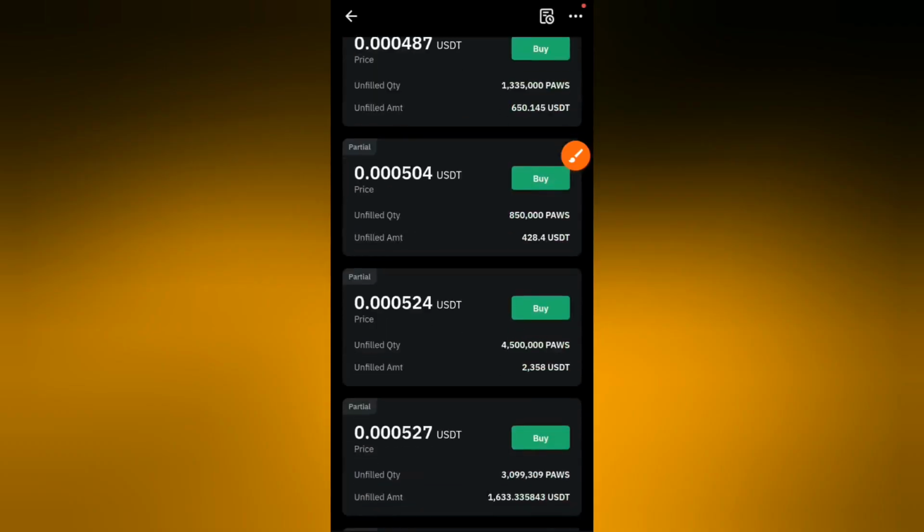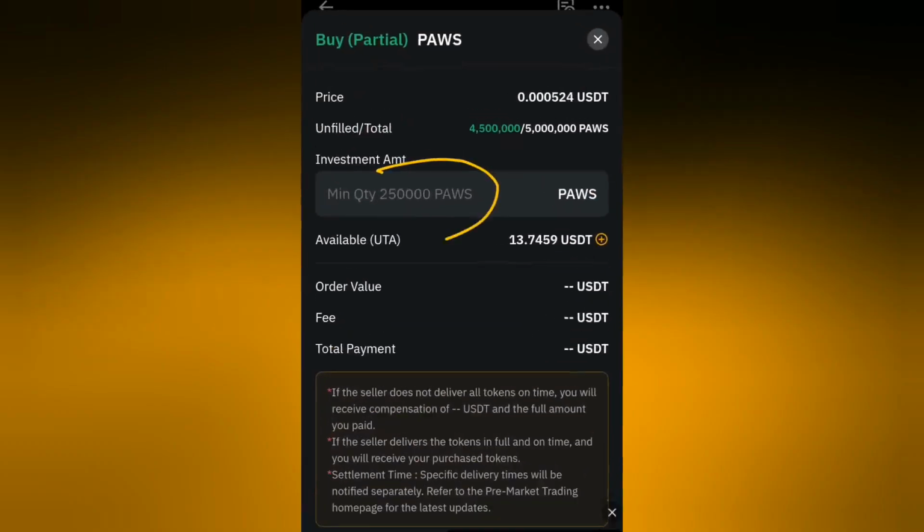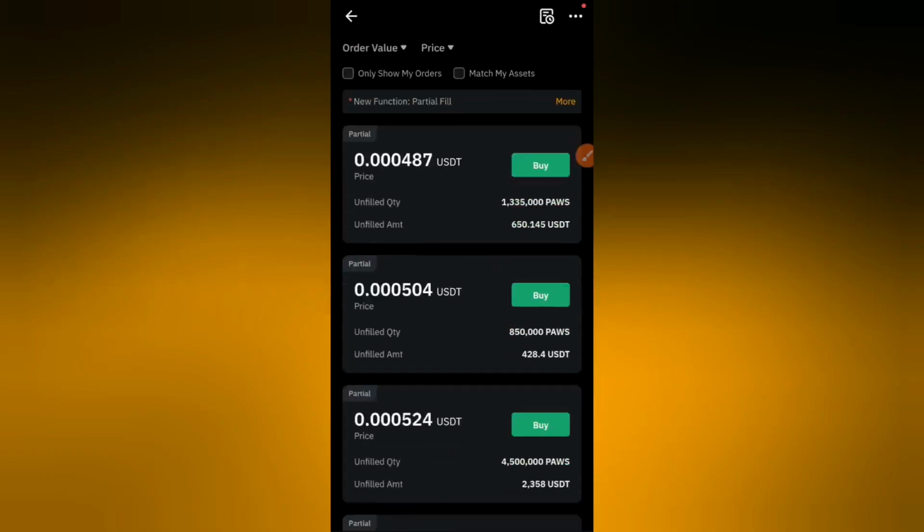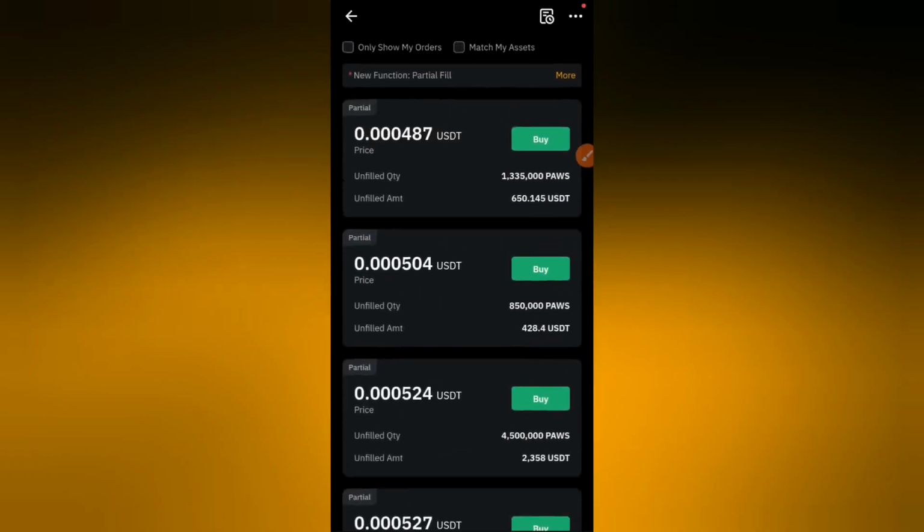Just so you know, a little bit of correction, this right here is 250,000 paws and not 285,000 paws. Okay, so it's somewhere you can come to and purchase some of these tokens, but it's not something you purchase easily because it costs a lot of money and it's quite a risky investment. So make sure you've done your due diligence before you invest in this.